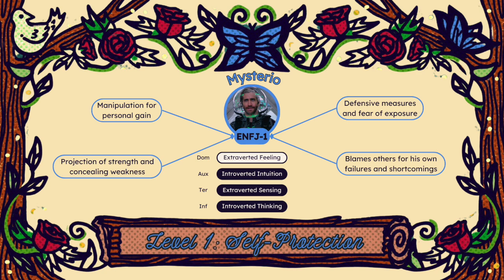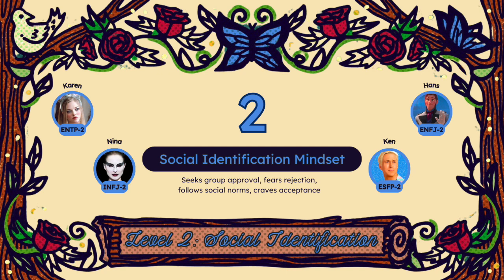This defensive maneuver aligns with the ego protection motive of level 1, providing insight into the intricate dynamics of Quentin Beck's psychological journey. In the second phase of ego development, we delve into the social identification mindset, where the main motivation is gaining group acceptance.